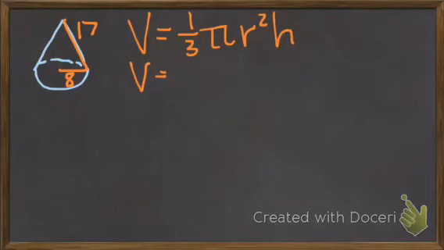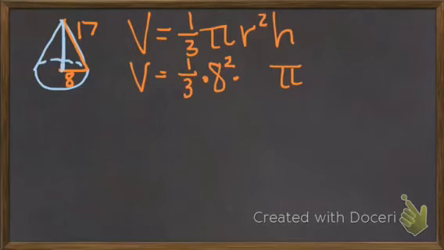I'm going to leave this in terms of pi, so I'm going to go ahead and move my pi over here. And I'm going to put the rest of the numbers. So 1/3 times radius squared, radius is 8, times height. Wait a second, height is here, and I don't see what height is. It's not labeled, it's not given to me.